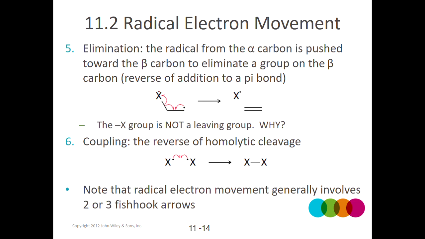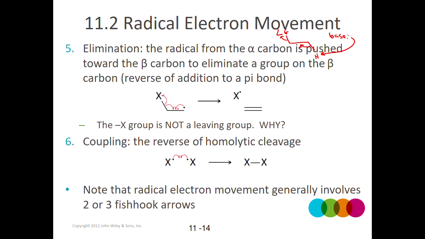Step 5 here is another possible mechanism step you might see for radicals, where you're eliminating something. This is a little bit different from the elimination reactions we saw last semester. Typically last semester you'd have a leaving group and a proton antiperiplanar beta to the leaving group, and then you'd use some base. If it was a strong base, it would go by an E2 mechanism. It would pick up the antiperiplanar proton, electrons swing in, push out the leaving group. That's how you make a pi bond.